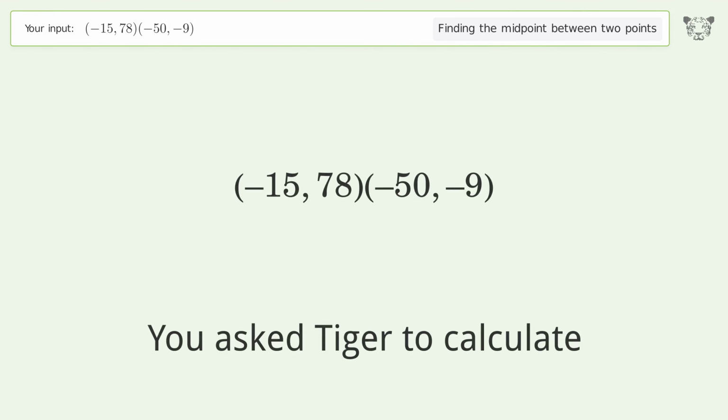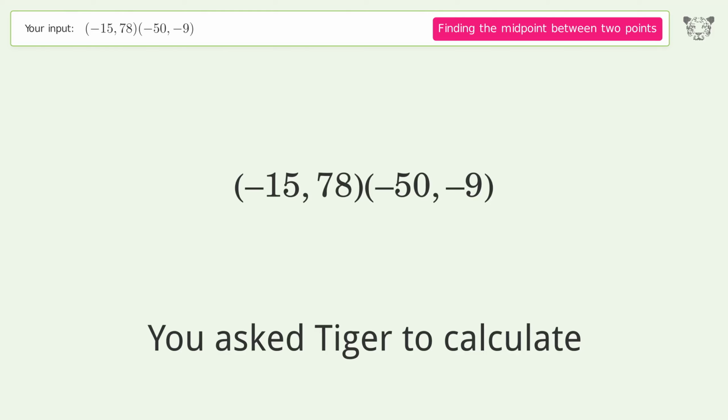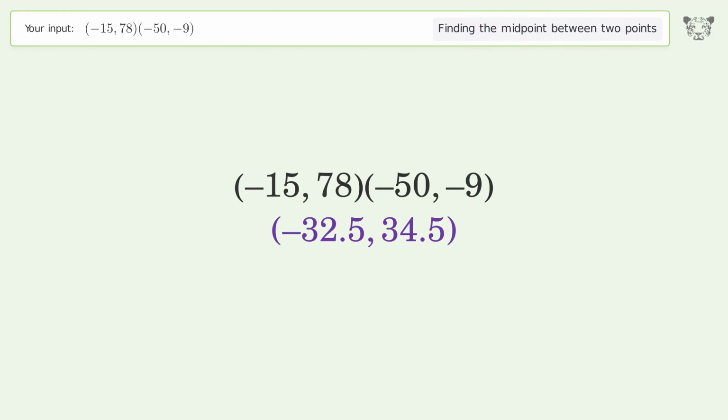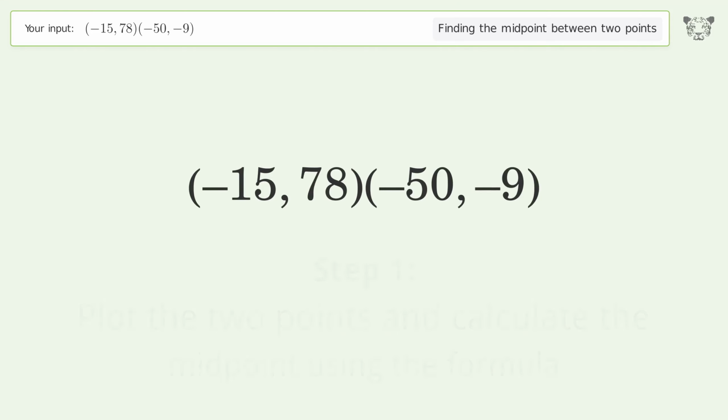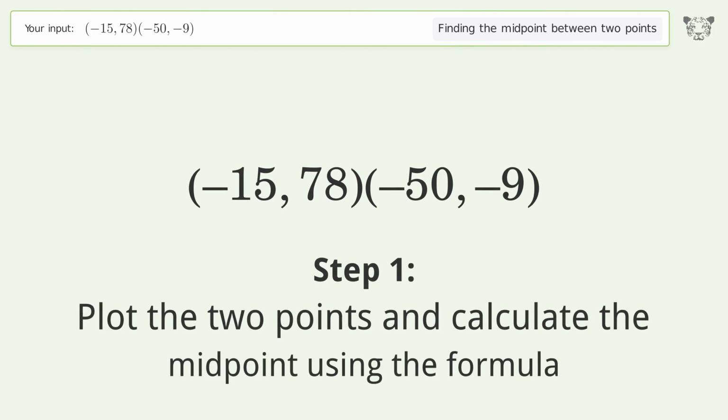You ask Tiger to calculate. This deals with finding the midpoint between 2 points. The midpoint between the 2 points is negative 32.5, 34.5. Let's solve it step by step. Plot the 2 points and calculate the midpoint using the formula.